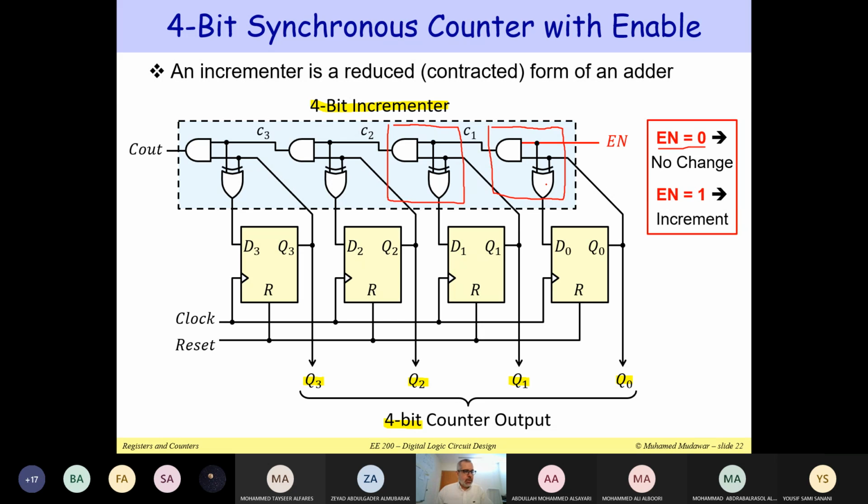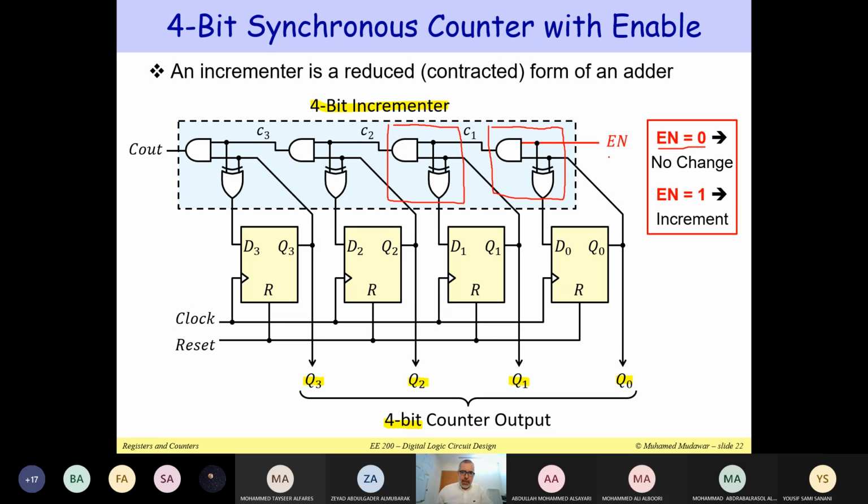Because you are XORing with 0, you get D0 equal to Q0. Also, C1 will be equal to 0, C2 will be equal to 0, because we're using AND gates. When you AND with 0, you get zeros. And when you XOR with 0, D1 becomes Q1, D2 becomes Q2, and so on. Therefore, we are not going to change the Q output. So if I would like to freeze the counter, this is the importance of this enable.